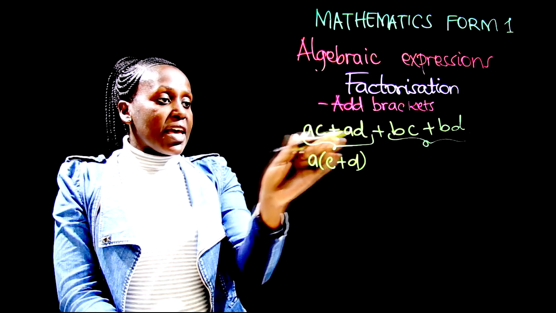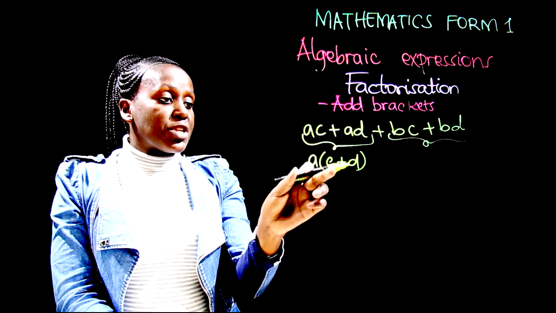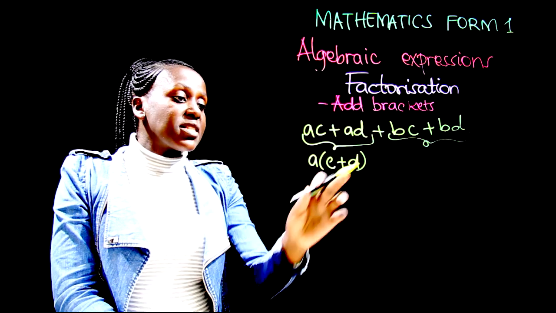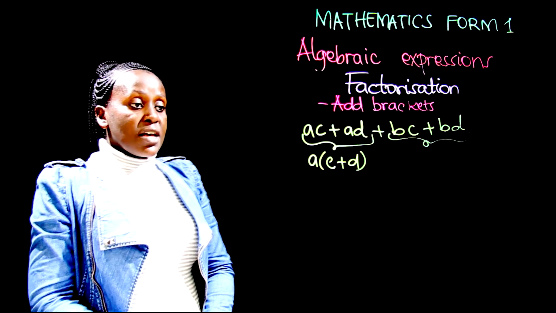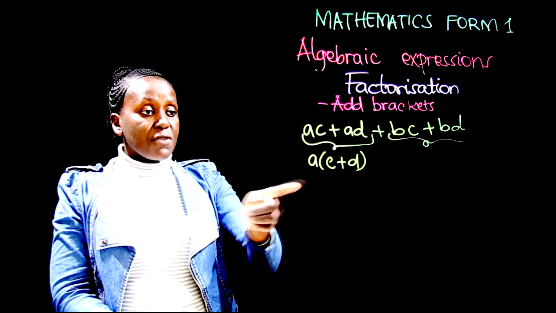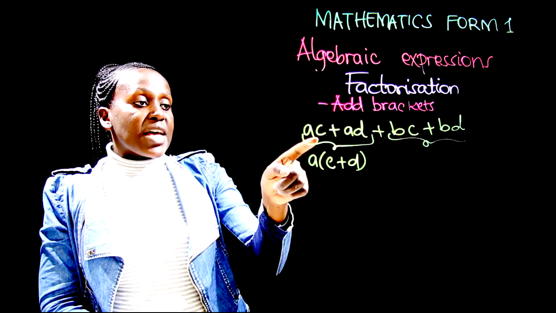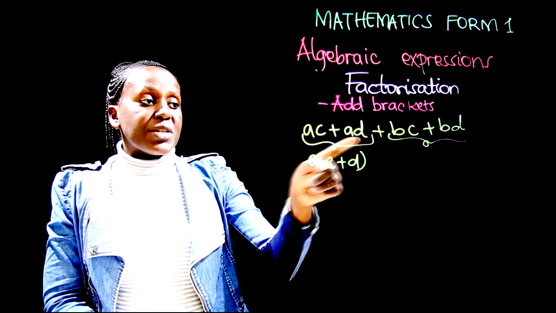So A is common, we put it outside the bracket, then the C which remains and the D which remains, they are put inside the brackets. Because if you have understood how to remove brackets, you realize that if we were to remove these brackets, we would take A times C, which is AC, then A times D, which is AD.